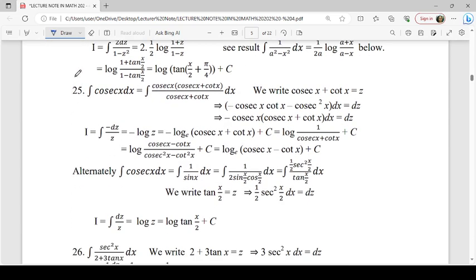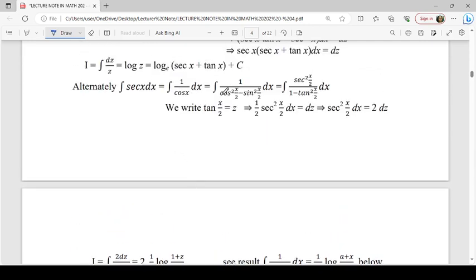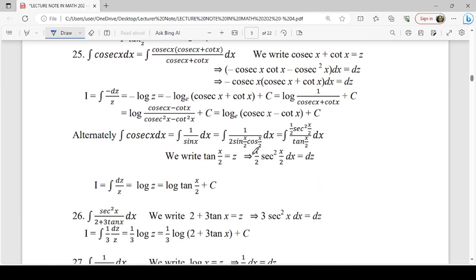These are also the same. Cosec x, it is log of this. You work it out and you can understand it. Integration of cosec x. So 1 by sin x, as we have written in terms of half angles, this is also in terms of half angles. It is 2 sin x by 2 cos x by 2.